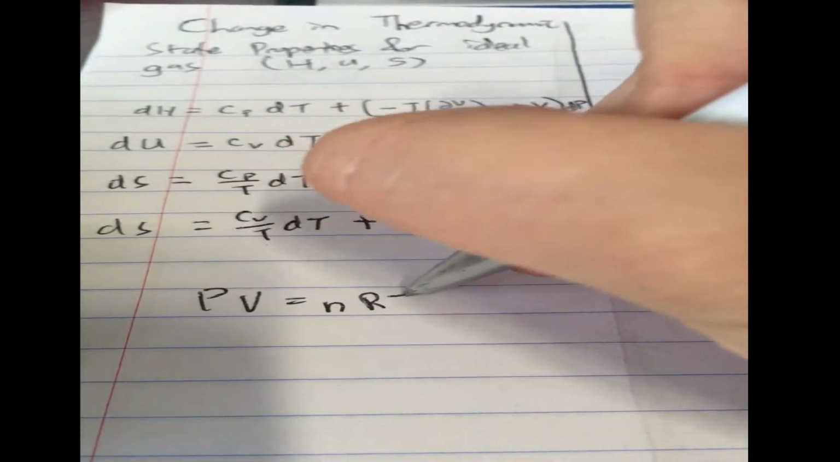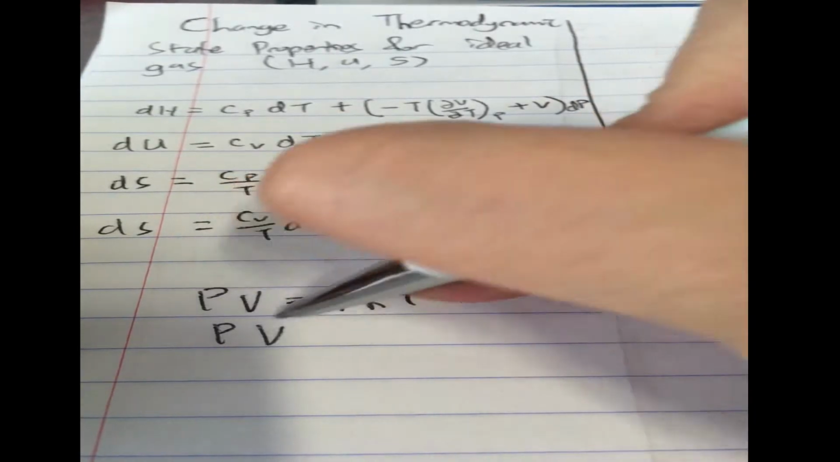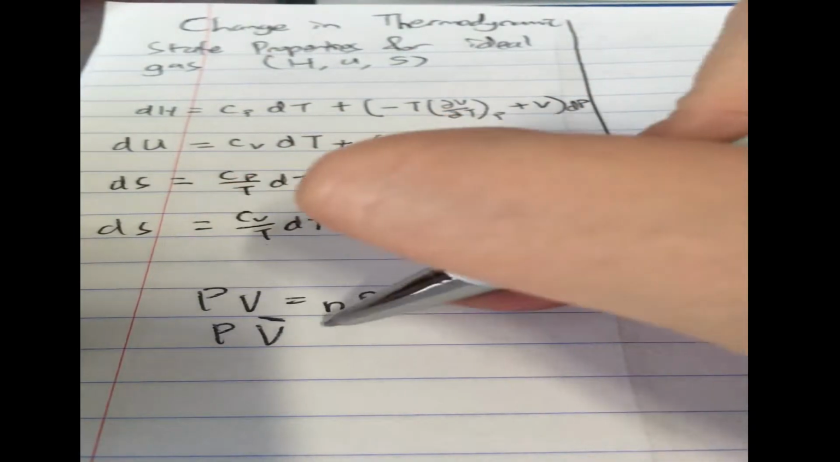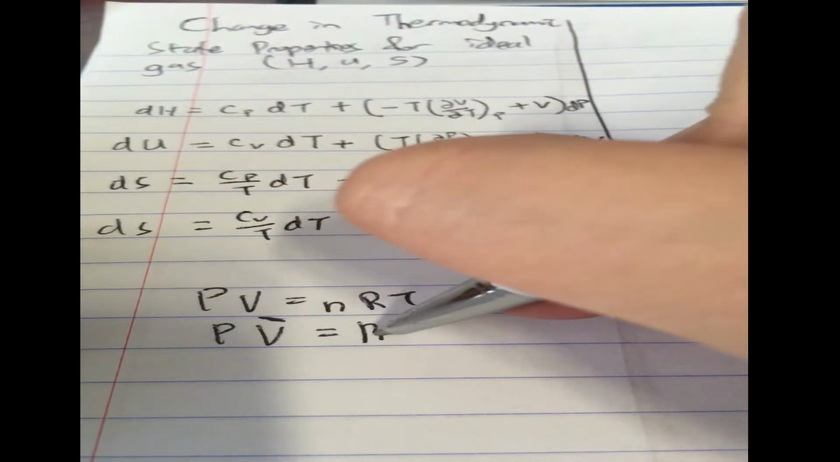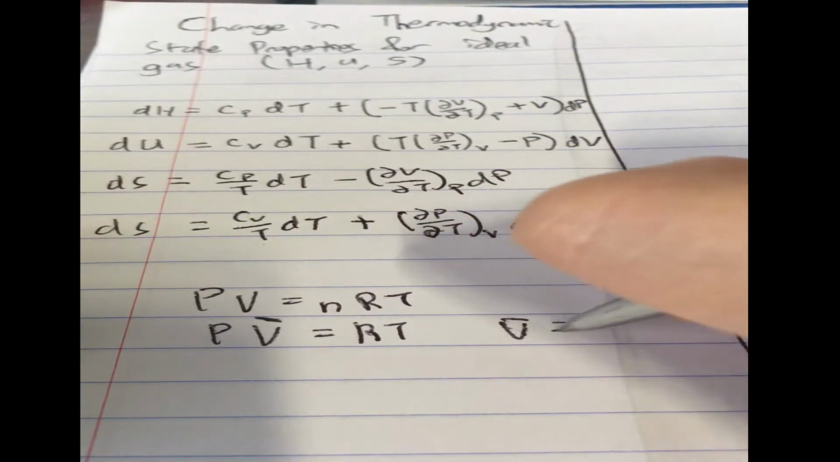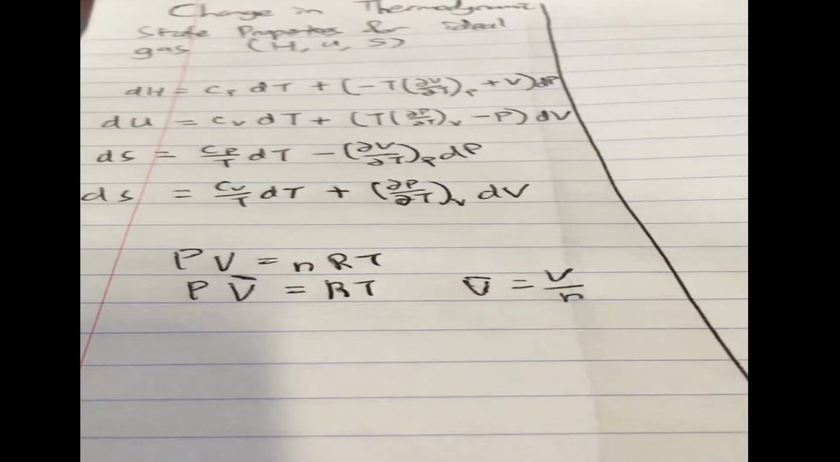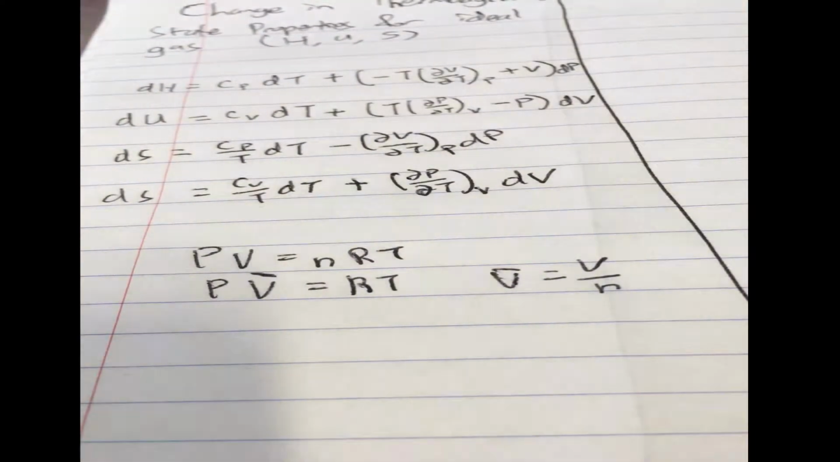For an ideal gas, PV equals nRT, or we can write it as P V bar equals RT, where V bar is the molar volume.